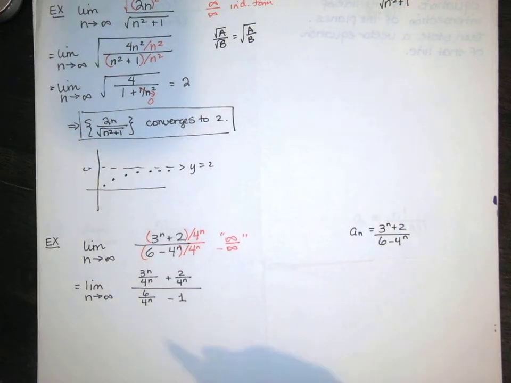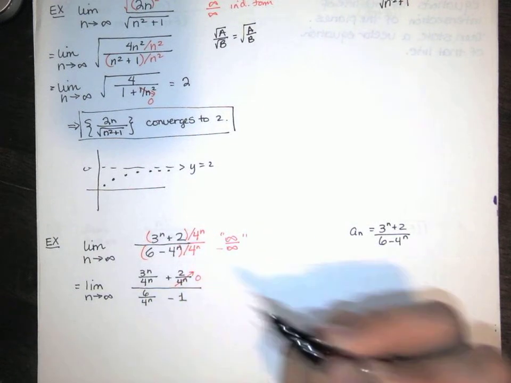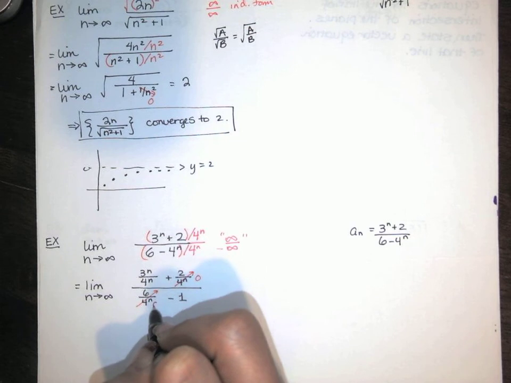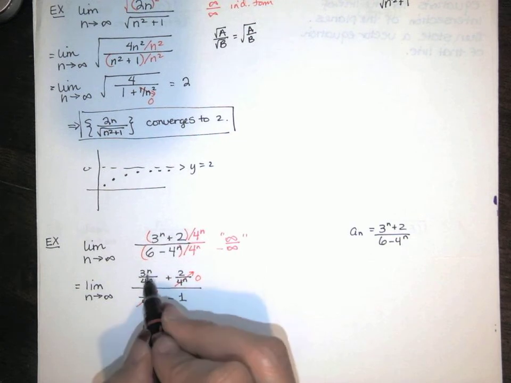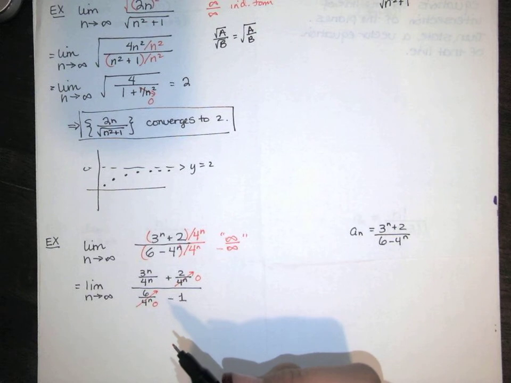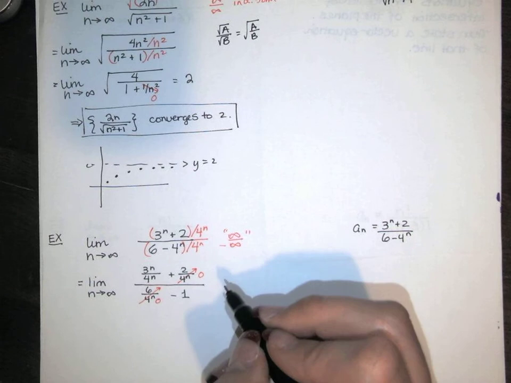Now, as n goes to infinity, this is 2 over a really large number, so that's a very small number. 6 over a very large number, that's a very small number. Careful here, you've got a 3 to the n and a 4 to the n, so that's another infinity over infinity indeterminate form, divided by a negative 1. But I can use exponent properties to rewrite that.